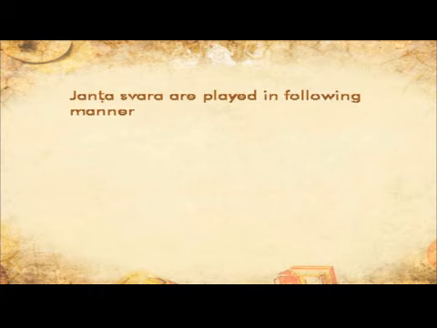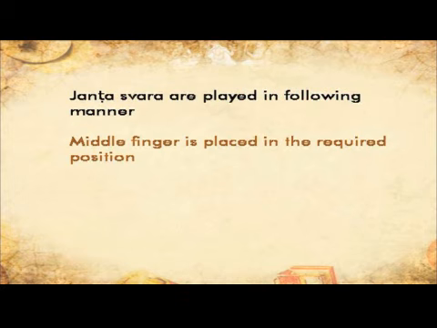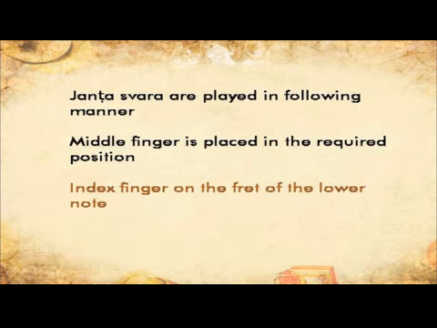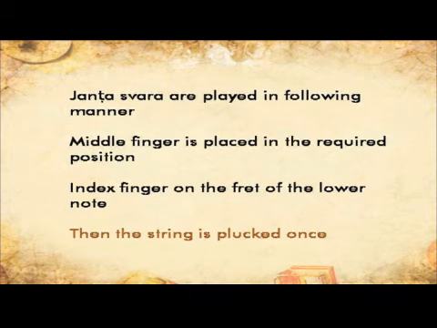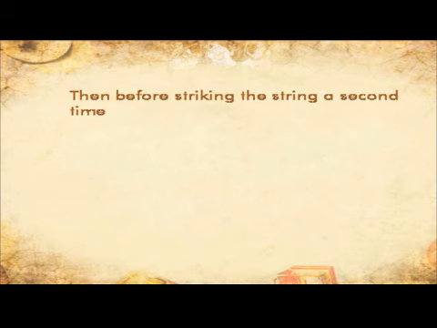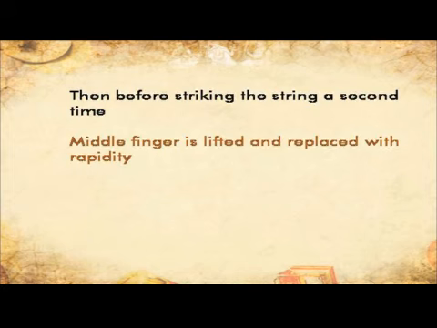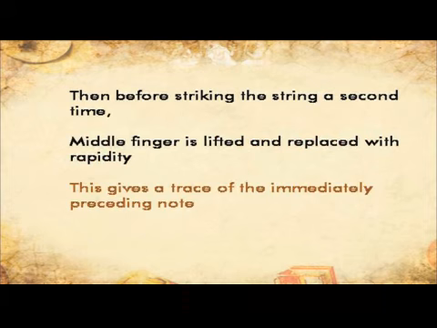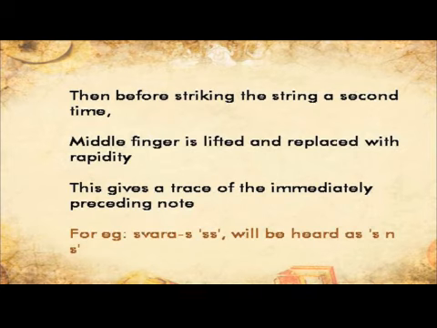Jantaswaras are played in the following manner. The middle finger is placed in the required position, the index finger on the fret of the lower note. With both fingers in such position, the string is plucked once. Then, before striking the string a second time, the middle finger is lifted and replaced with rapidity. By this method, a trace of the immediately preceding note is also heard. For example, the swara sa will be heard as sa ni sa, with ni being very short and faint.